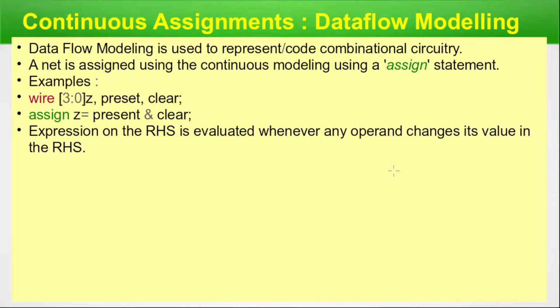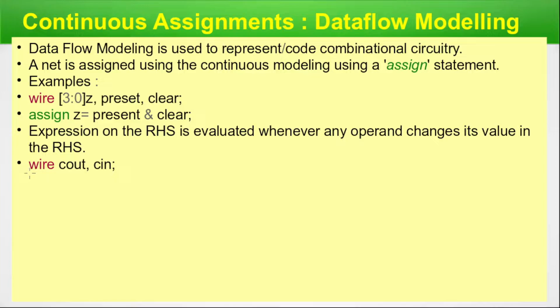Next, the expression on the RHS is evaluated whenever any operand in the RHS changes its value. So whenever the preset or the clear changes a value, the assign statement keeps track of this change in any of these variables, and whenever there is a change in either preset or clear, the entire equation is evaluated at that particular time point. So at maybe time t equal to 10, this is evaluated. At time t equal to 20, it has happened again, there is a change, so it will evaluate again, and hence it will go on.